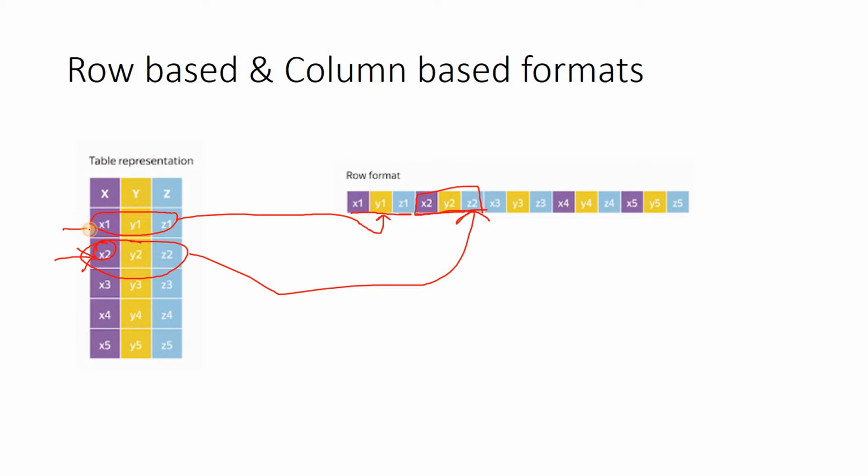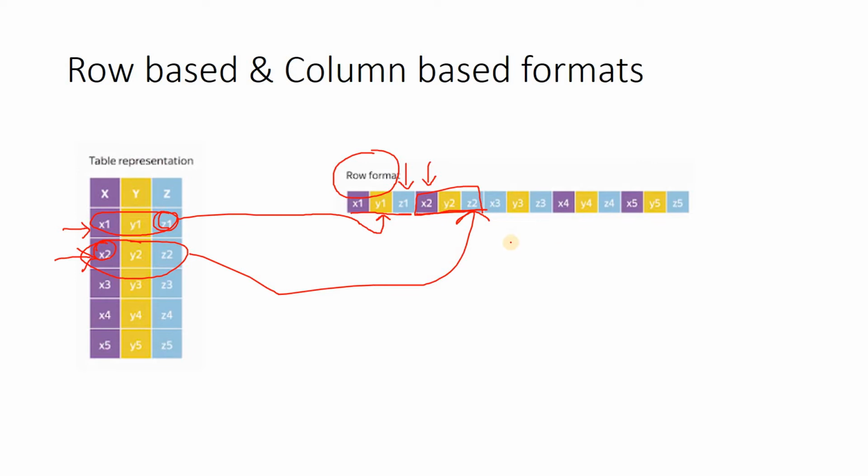The previous row is this first row. What is its last column? The last column value is z1. So x2 comes right after z1. That is the definition of a row oriented database or row format, where data is stored row by row. In other words, the first column of a row will be next to the last column of the previous row, and this is how the data is stored.